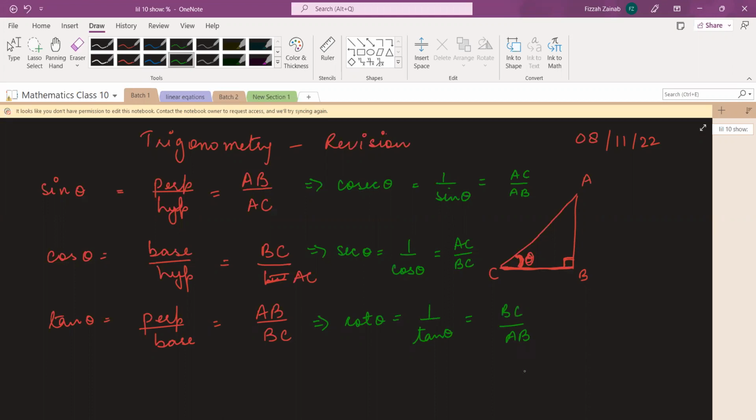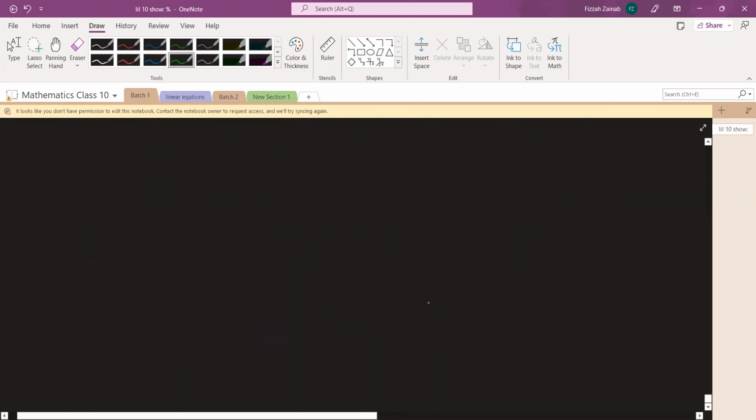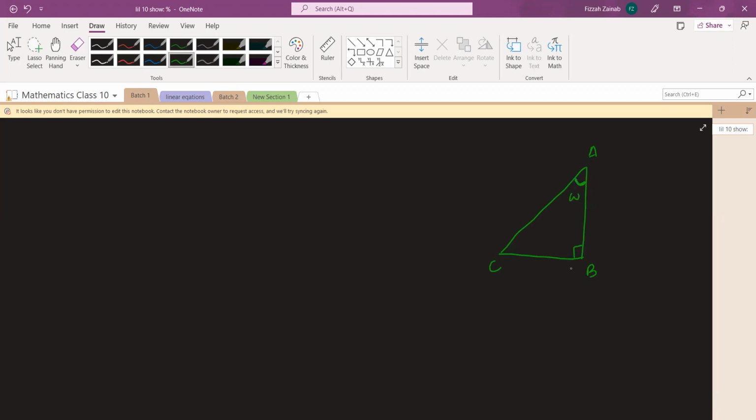Now if I just change the figure like this, this is again my triangle ABC. This is right angled at B. Now I'm taking this angle, which I'm calling theta or something else. Let's say W. So my angle is now this W. So if I want to write sine, I'll not write theta, I'll write W. I'm taking sine of this angle. So again, this is perpendicular upon hypotenuse, correct?